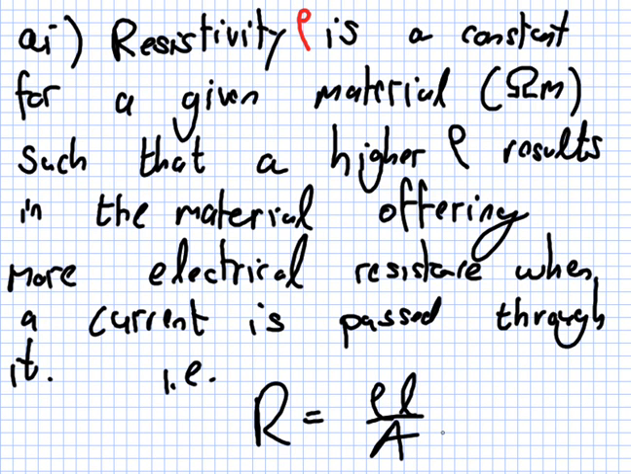So we just said that there's a material for resistance to flow current through. Yeah, but just make sure you at least mention that a bigger value corresponds to more resistance.